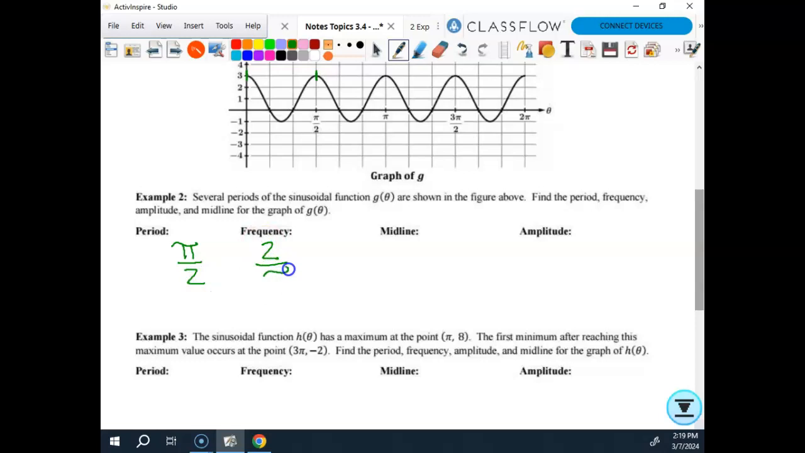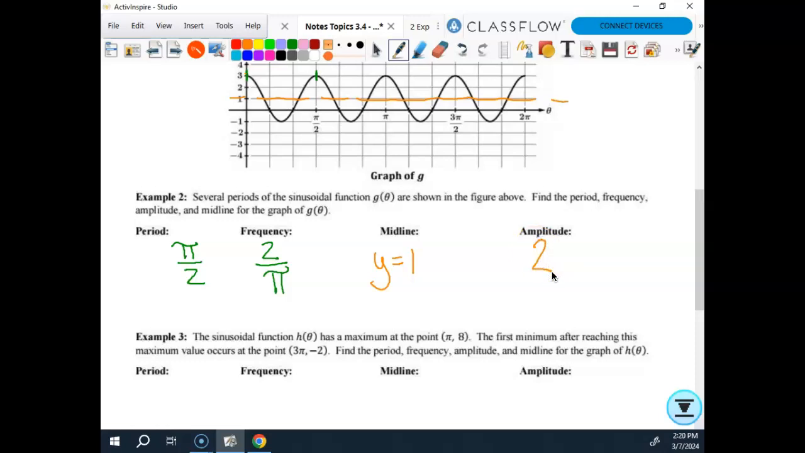Now, I heard earlier today 1 over pi halves. That's a true statement too. But if you're taking a reciprocal and you have a fraction, just flip it over. Don't make it complicated. All right, so where do we think the midline is? If this is 3, this is -1, I'm here. So yes, y equals 1. So then what is the amplitude? 2. Good.